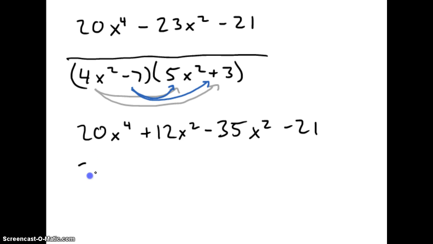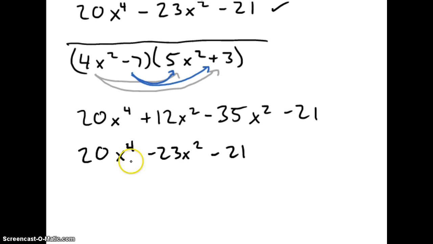And then again, I have to combine like terms. 20x to the 4th minus 23x squared minus 21. That's what I got before. And it turns out that this is, again, that same trinomial, that quartic trinomial.